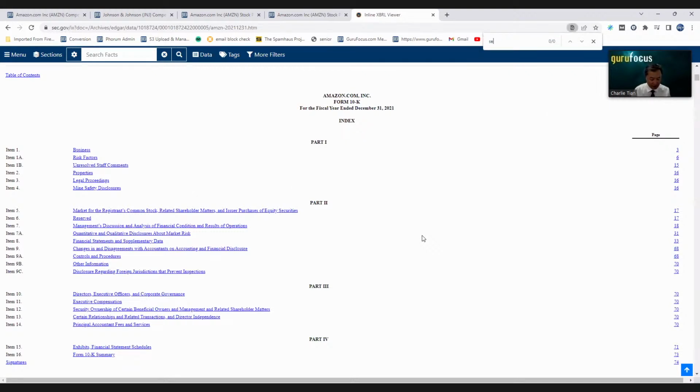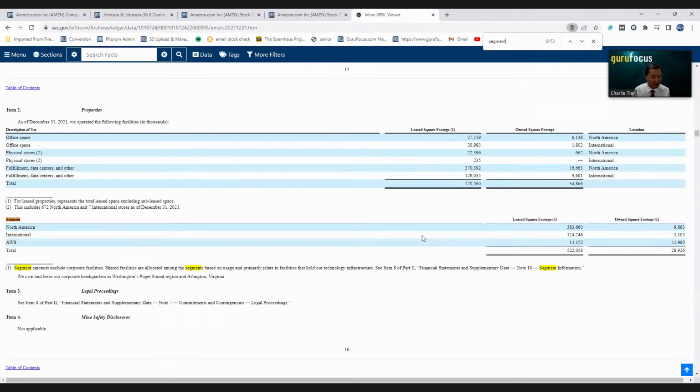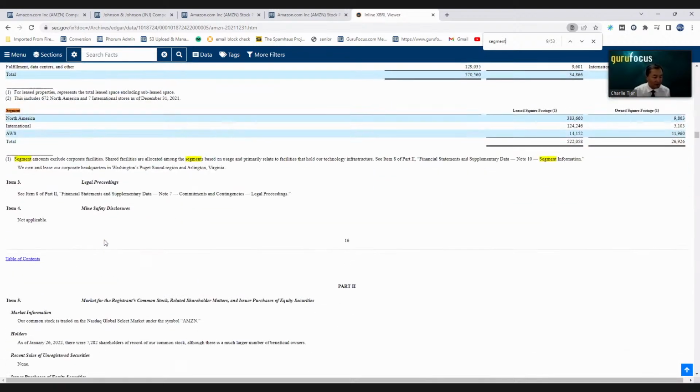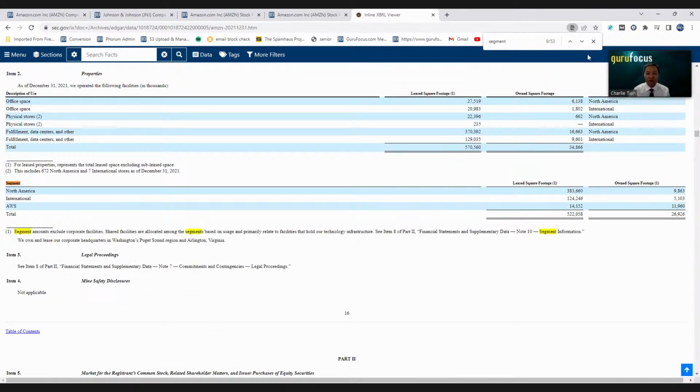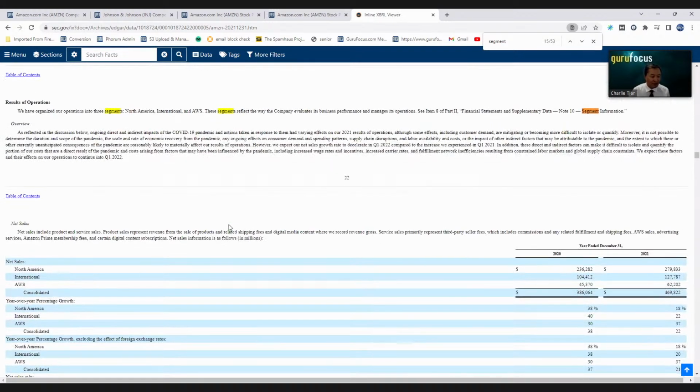And then you can look for the different segments in the document. See here, it says North America, international. It should be in the annual report or in the company's investor relations. It tells you the results of operations are split into three segments: North America, international, and AWS. That's actually how the segments work here.